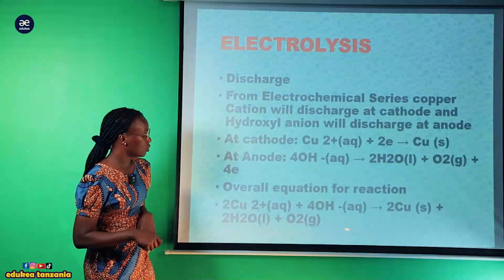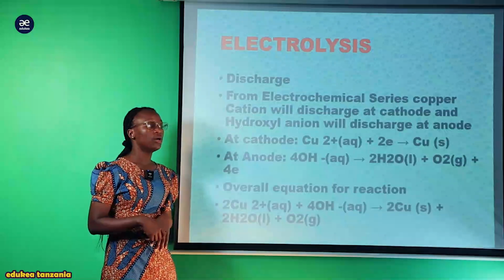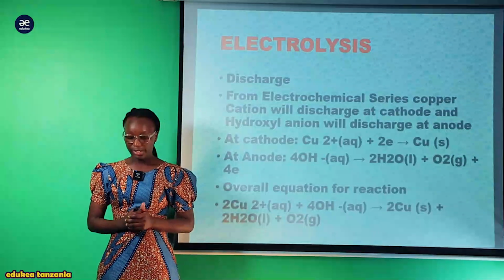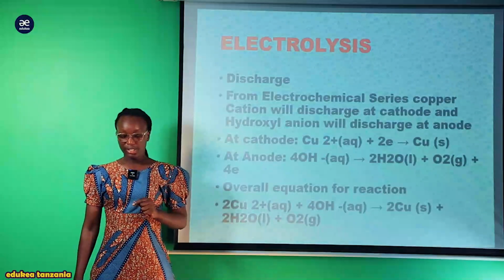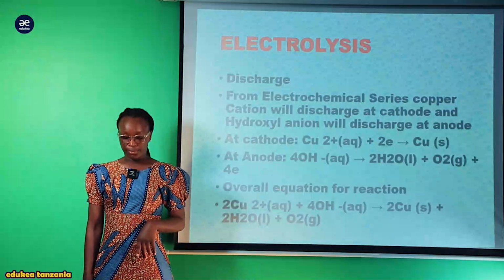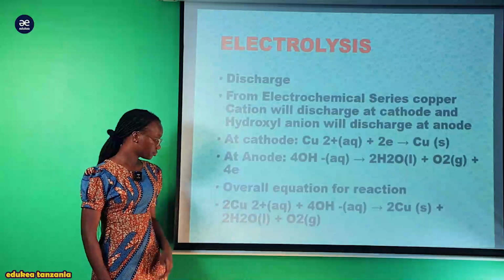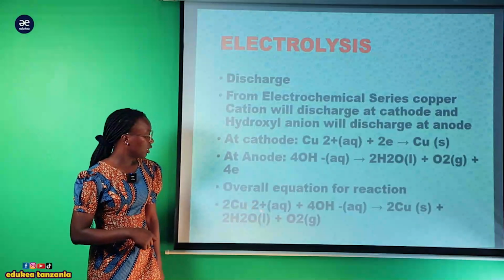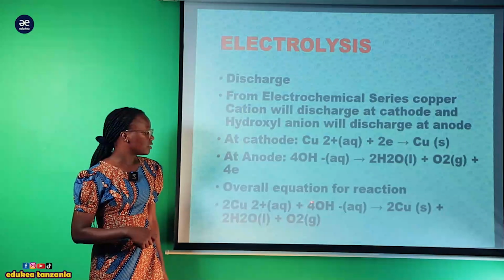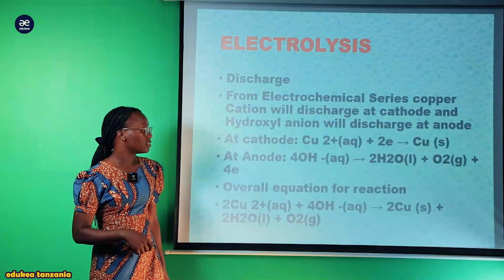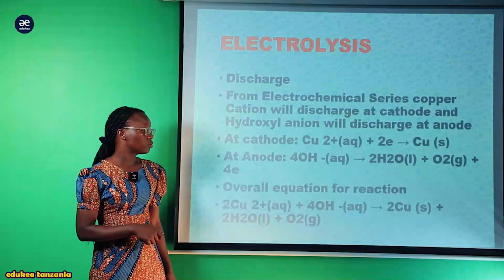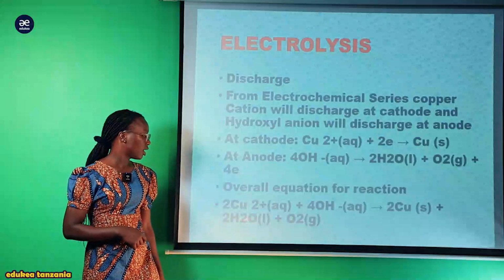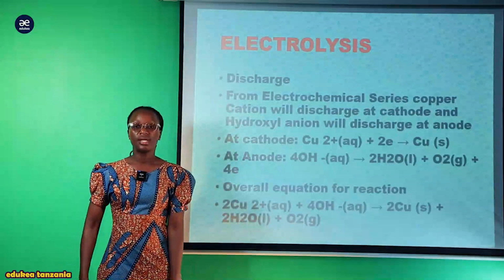And finally we are going to have our overall equation from the half reactions at the cathode and the anode, whereby we have the copper 2 ions plus hydroxyl ions, giving copper metal from solution to metal, and also the water molecule and the oxygen gas.